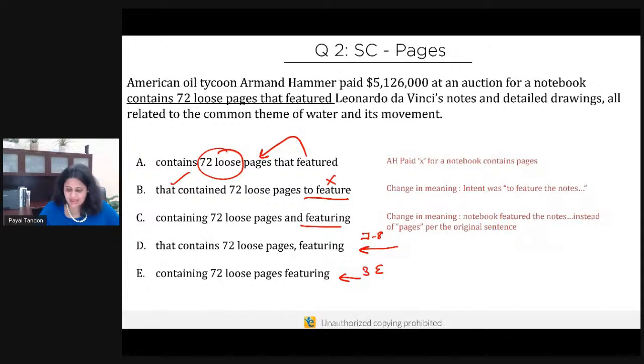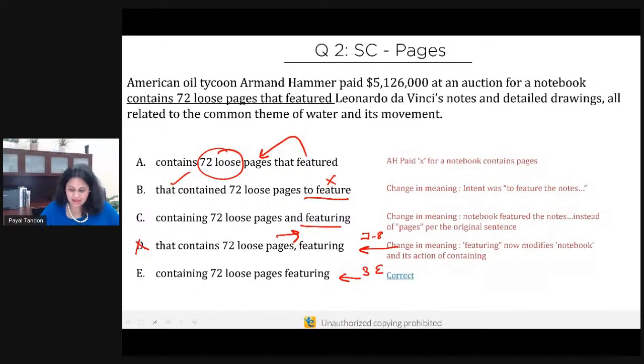Choice D, that contains 72 loose pages featuring. Now, this was the most popular choice over here, but this is wrong. Why? Because this choice ends up saying that because the notebook contains 72 loose pages, the impact of that is that the notebook features these notes, and that is absolutely nonsensical. Okay, so choice D is wrong.